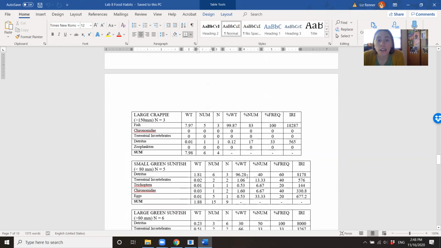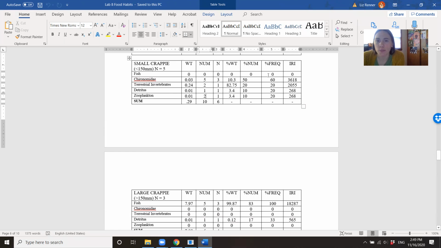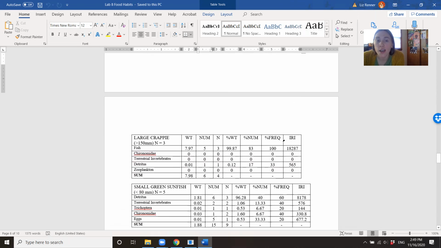All right, and then looking at the small and large white crappie, here's where it gets really distinct, right? We've got no fish whatsoever in the small crappie under 150 millimeters total length. Really high importance of chironomids and terrestrial invertebrates, as well as some zooplankton and detritus. But when we get to large crappie, the overwhelmingly most important item is fish, and then a little bit of detritus as well.